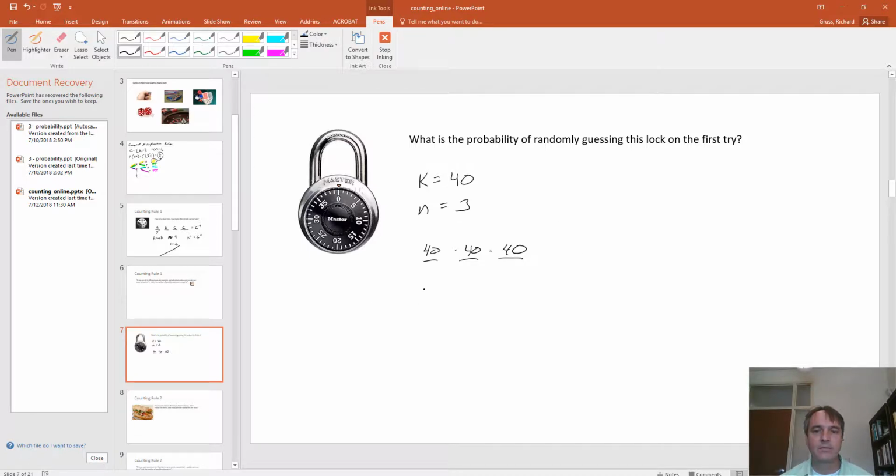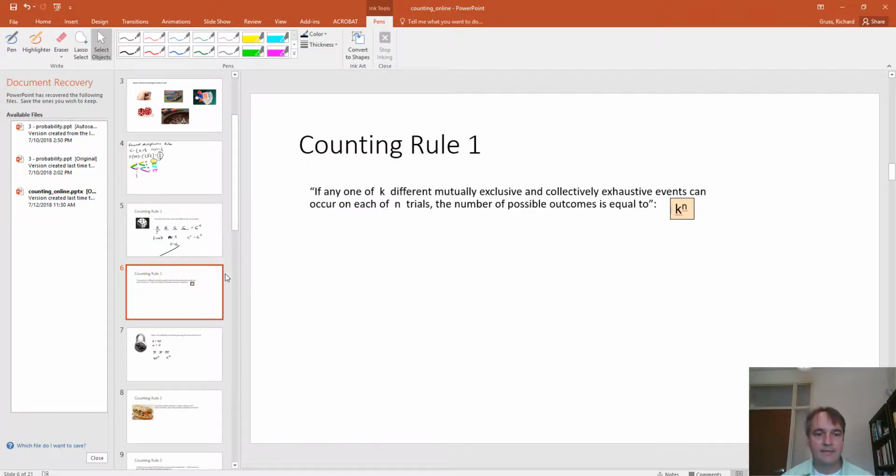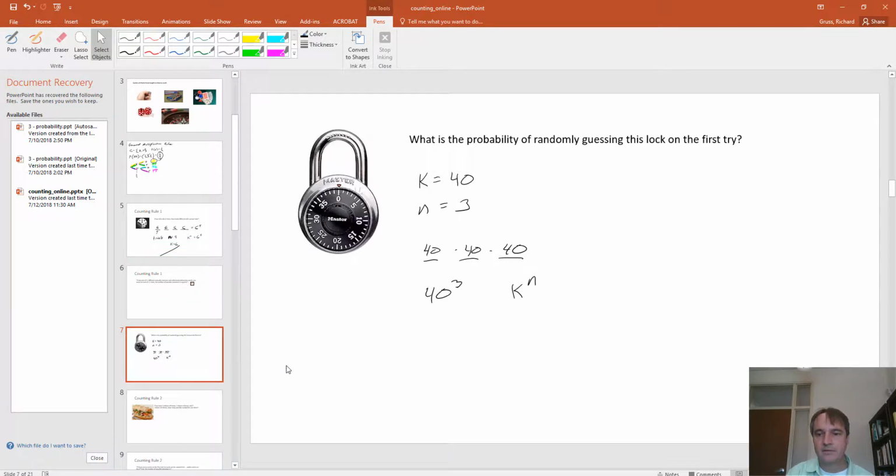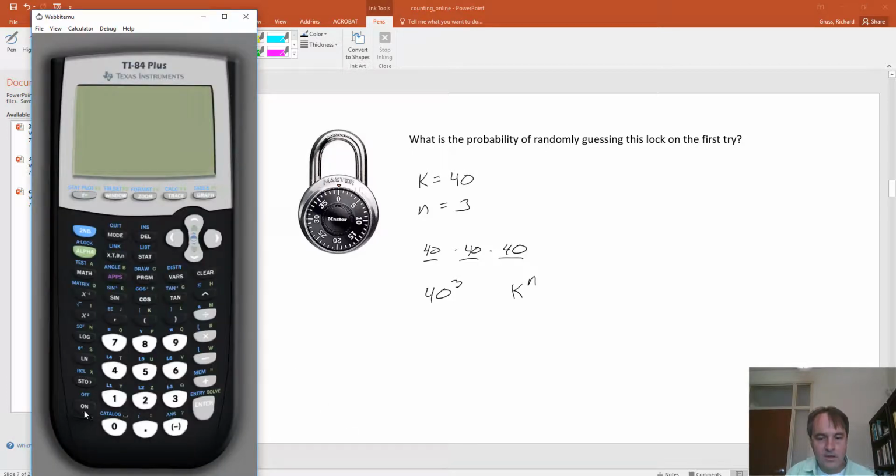40 times 40 times 40. Okay, so, or 40 cubed, or k to the n in the terminology of counting rule 1. Okay, so 40 to the 3rd. I'm curious how big that number is, so let's go ahead and try it. 40 cubed.